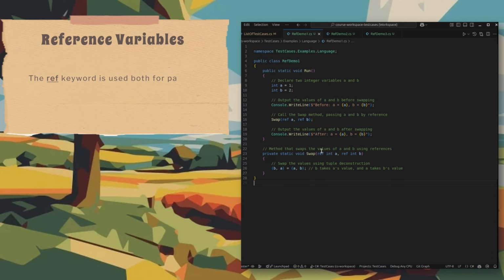The ref keyword is used both for passing by reference in methods and for creating reference locals.